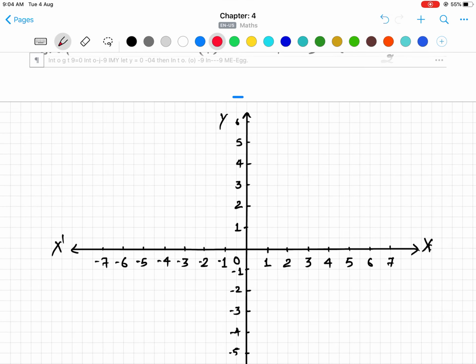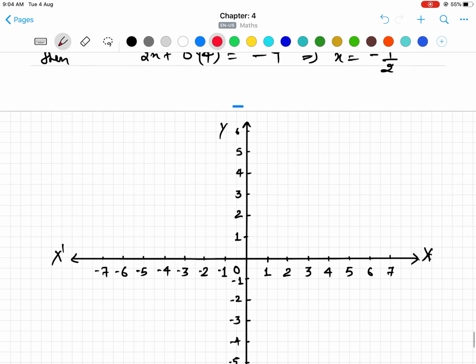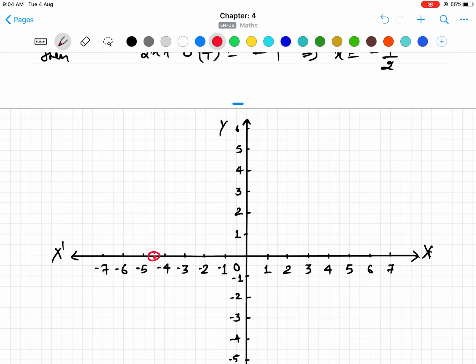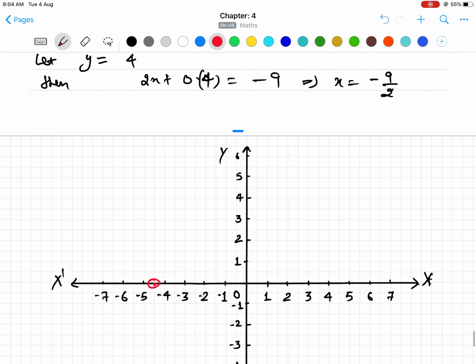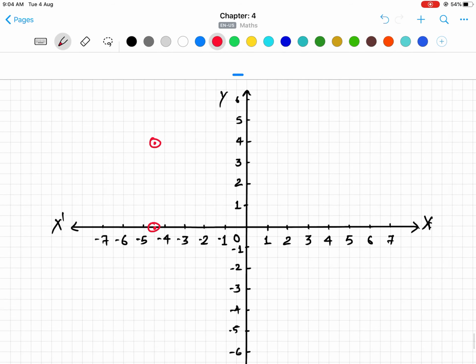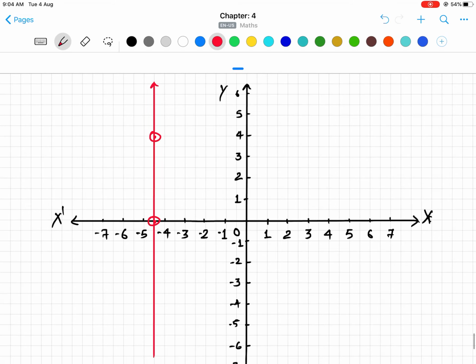Let's represent these points on the graph paper. On y equal to 0, x is minus 4.5, so that will be here. Okay, again at y equals to 4, x is also again minus 4.5. So let's draw a line joining these two points. I have taken only two solutions for this line. You can find as many solutions as you want to find. You will find all those points lying on this particular line, which represents 2x plus 9 equals to 0.